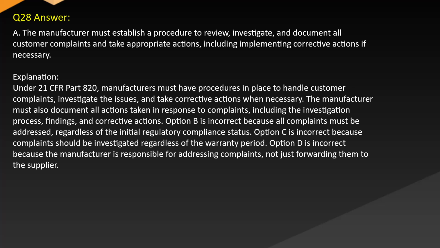Option B is incorrect because all complaints must be addressed, regardless of the initial regulatory compliance status. Option C is incorrect because complaints should be investigated regardless of the warranty period. Option D is incorrect because the manufacturer is responsible for addressing complaints, not just forwarding them to the supplier.